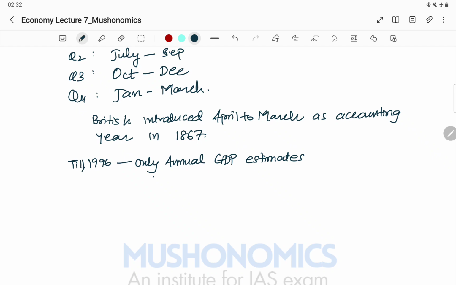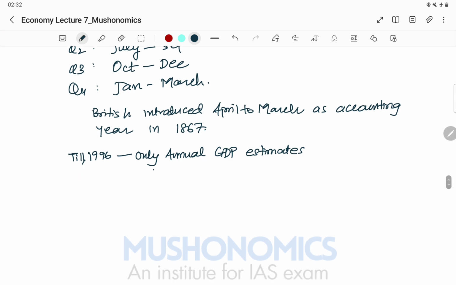So after 1996 we started with quarterly estimates of GDP also. Why quarterly estimates? To get better data and better analysis, because policy formulation depends on the GDP estimates, right? So which sector is performing well, how much better we are performing, like that. So after 1996 we started with quarterly GDP estimates also.